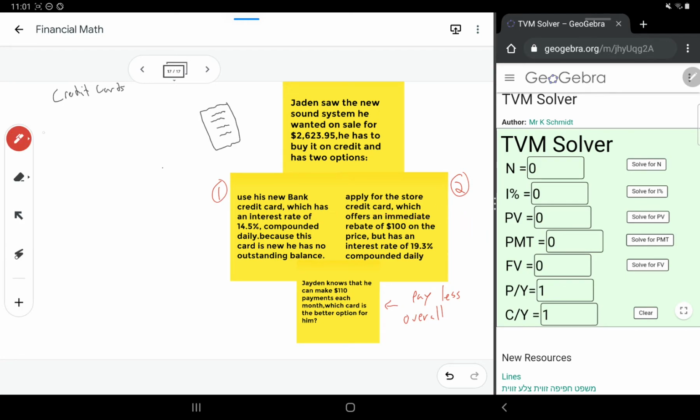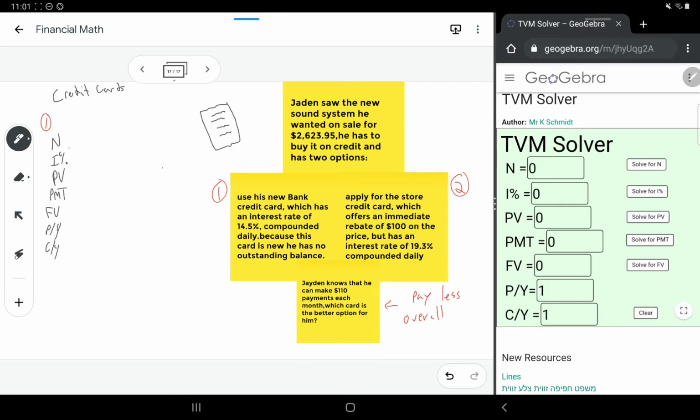I've got the solver up on the side here. Obviously, we're going to use that today. So let's start with option one. We write down all of the information that we could possibly use here: N, I percent, PV, PMT, and C per Y. Again, you don't necessarily have to write these down. I do like to write them down just so that I don't lose track.